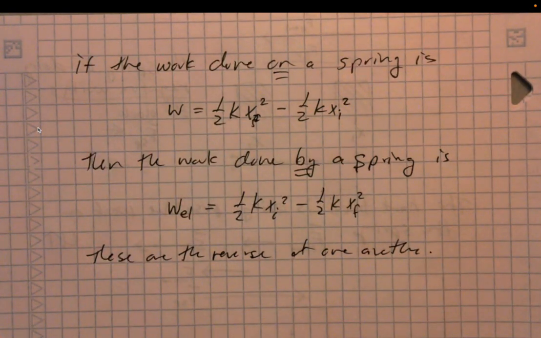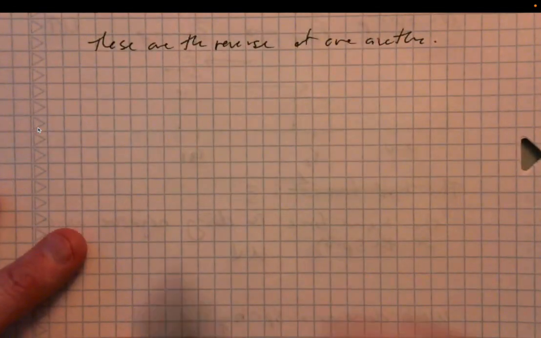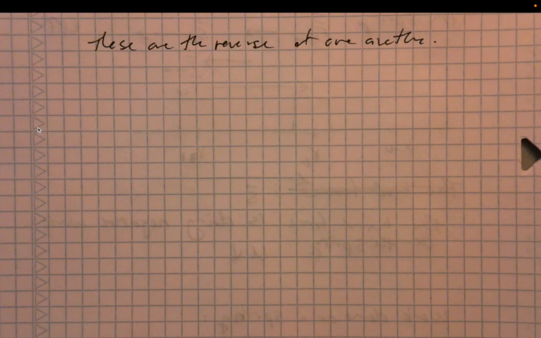Right? If the work done by the hand on the spring is negative, then the work done by the spring on the block is positive, right? Or the spring on the hand is positive, right? So they're just the reverse. Okay. All right. So this is how we think of the elastic work idea, right? When we're talking about springs.